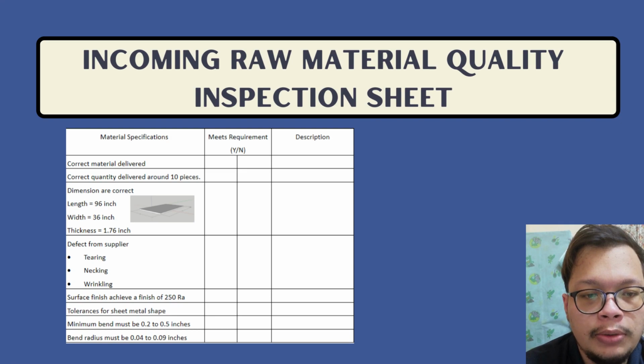The tolerance for sheet metal shape: the minimum bend must be 0.2 to 0.5 inches. And lastly, the bend radius must be 0.4 to 0.09 inches.